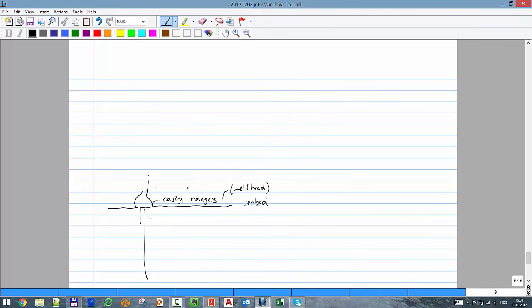Okay. Then you put a riser, a piece of pipe. And let's say that this is the deck. Here you put the rest, the tubing hanger, and you put here the Christmas tree.